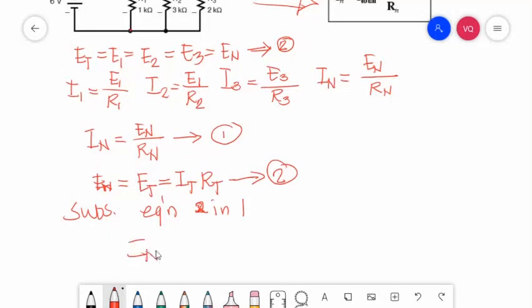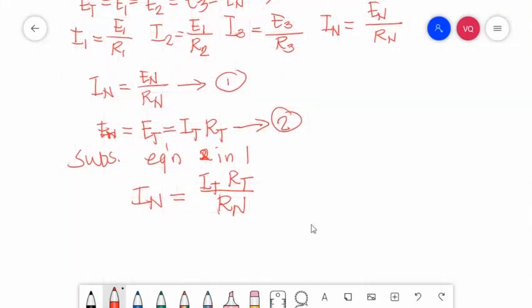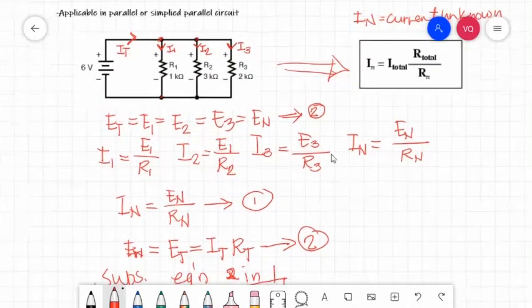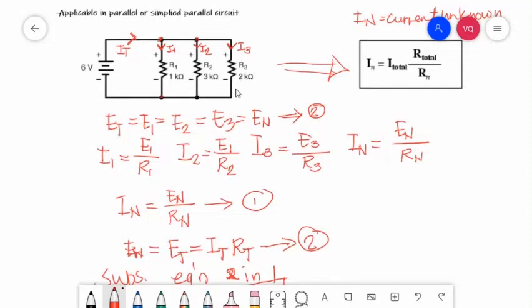So, In is equal to, what is our En? It is equal to IT RT. So, IT RT divided by Rn. So, that is now our formula in current divider theorem. We are now going to solve what is the current flowing here, I1, I2, and I3. Mabalin mo usaran dito yan. But what about when you have a complex circuit? So we will solve I1, I2, I3 using our current divider theorem.